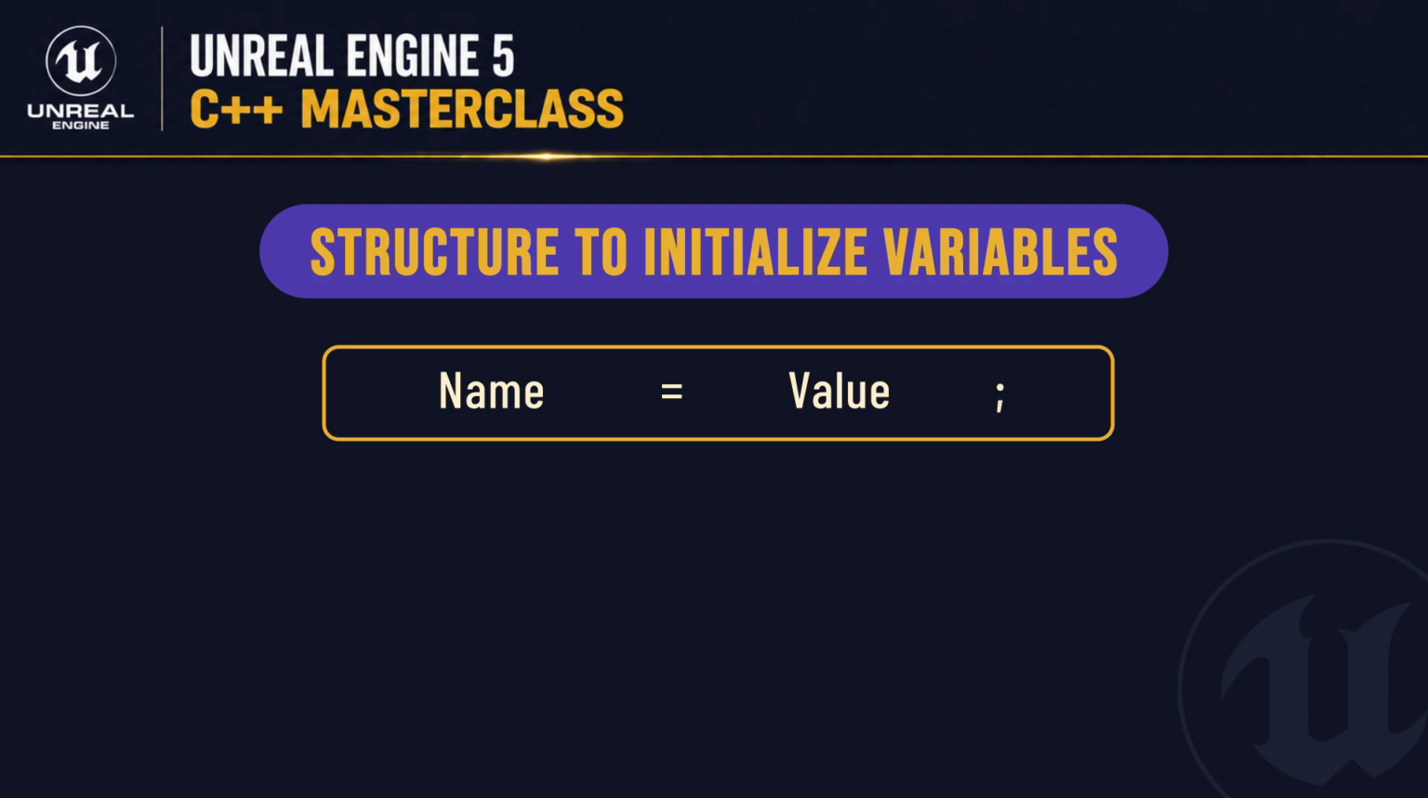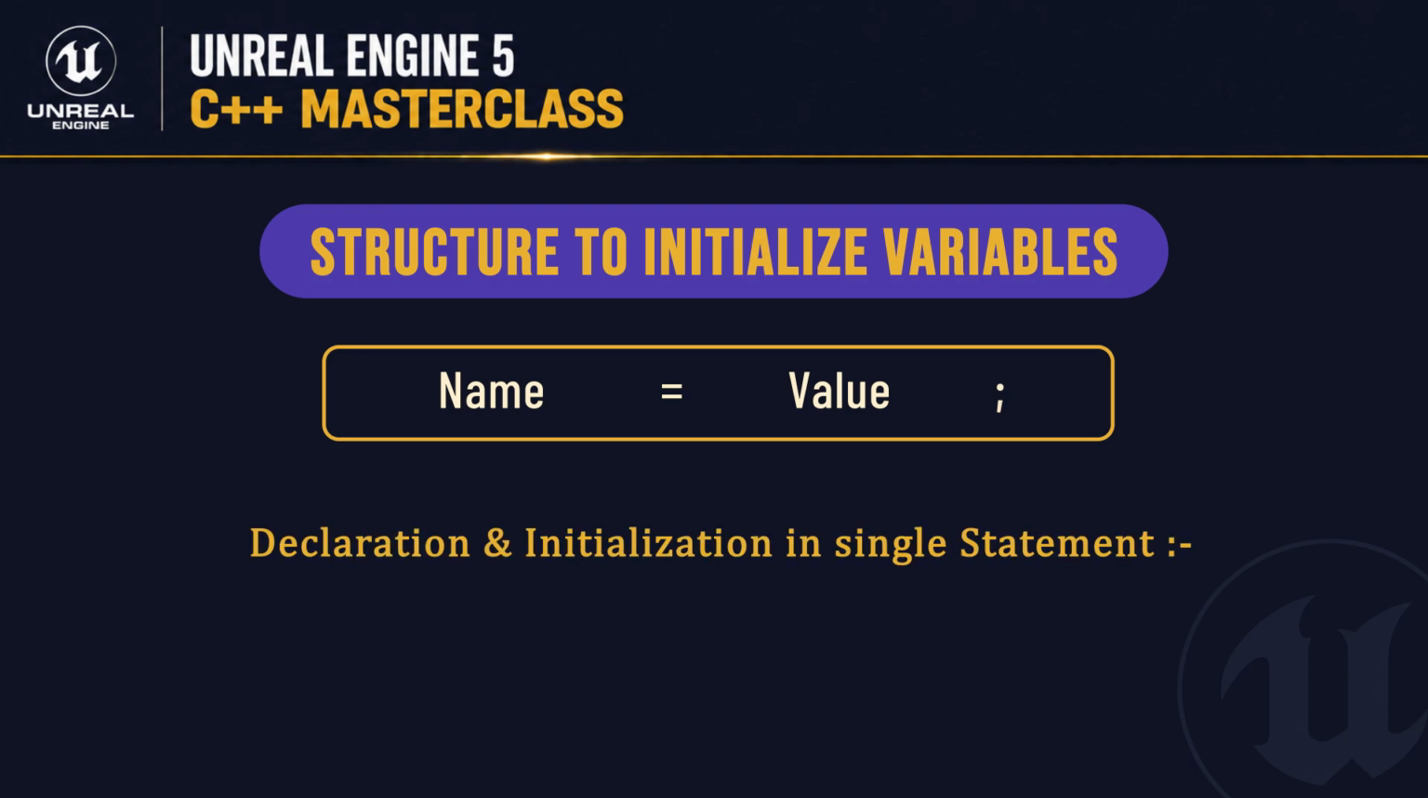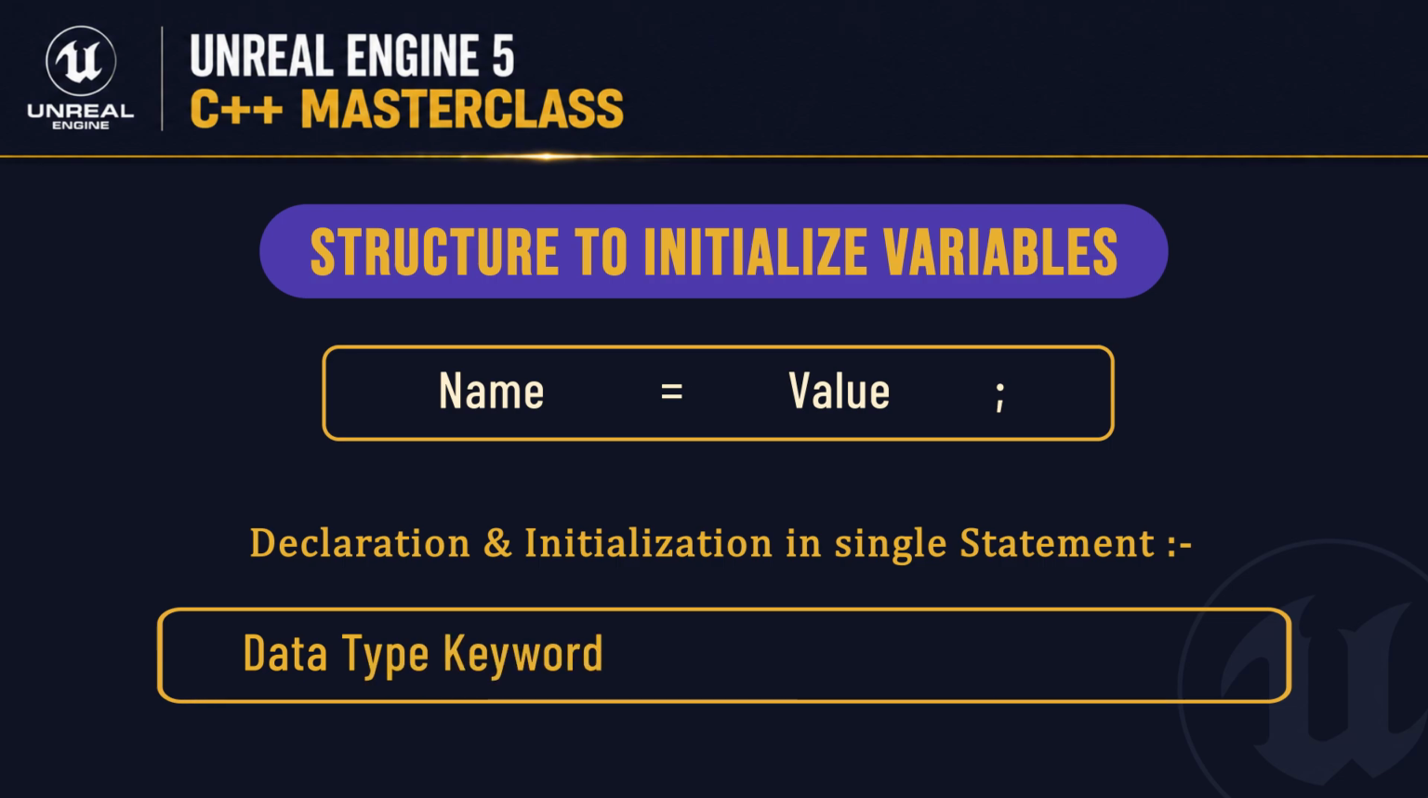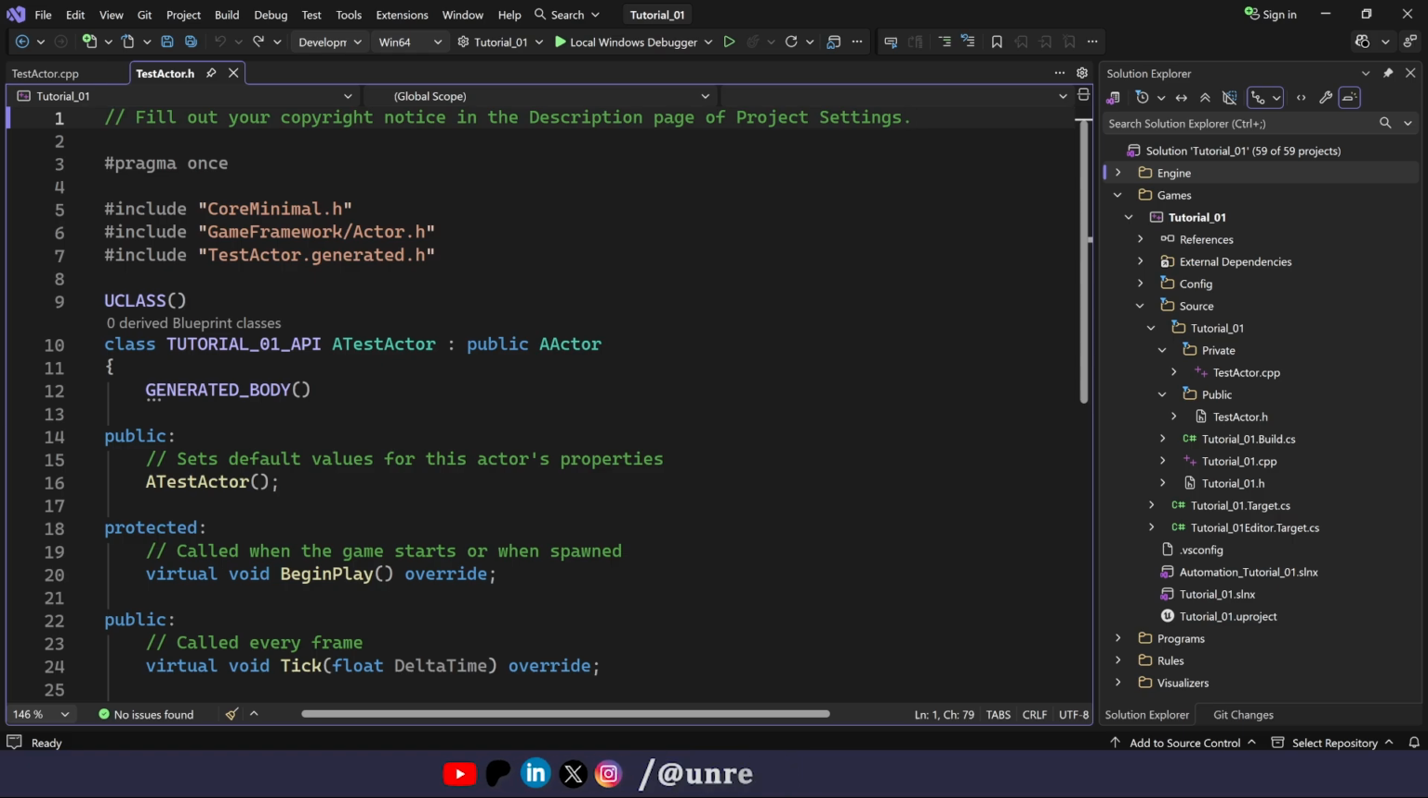You can also declare and initialize a variable in a single statement. We start with the data type keyword, then the variable name, then an equal sign, then the initial value, and finally, a semicolon to end the statement. Now let's see this with a practical example.